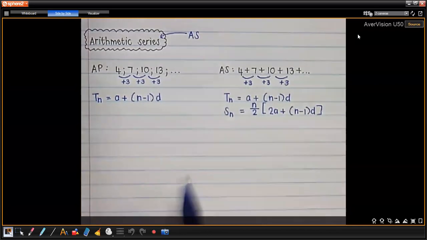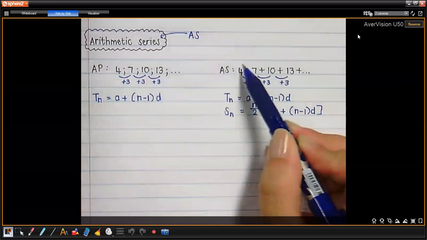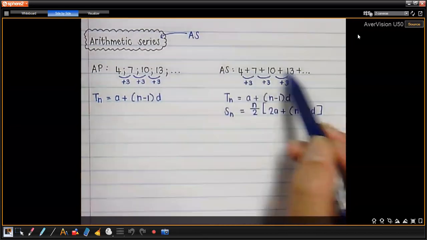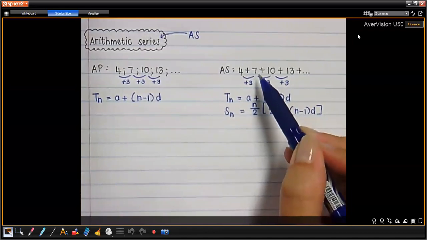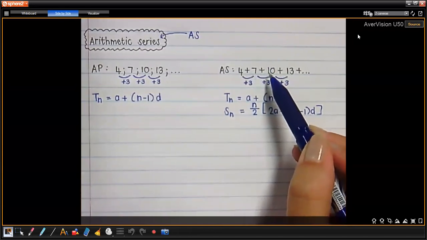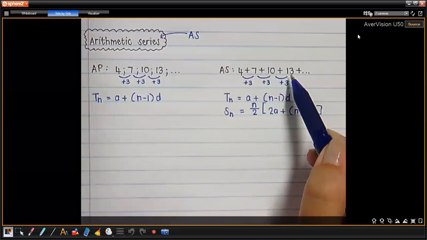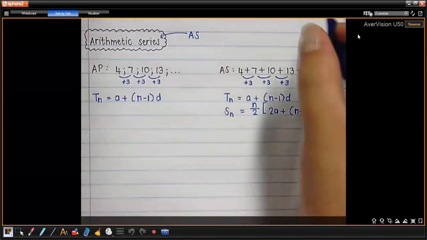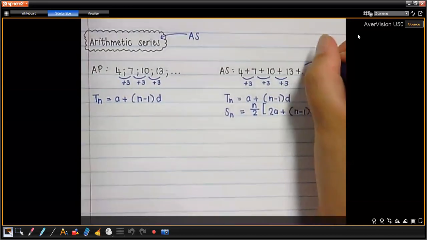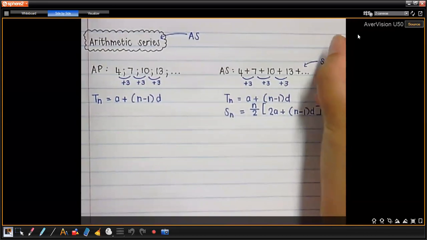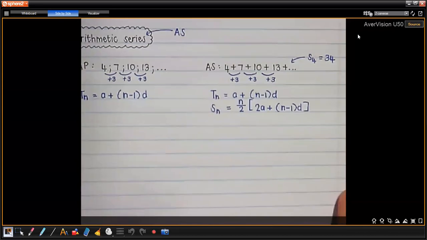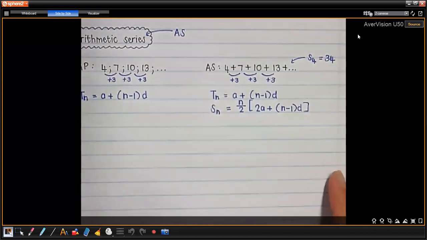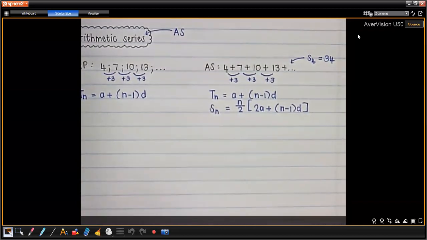Let's quickly calculate this. We can work this out by adding them together. What is the sum? If we just do it manually, 4 plus 7 is 11, plus 10 is 21, plus 13 is 34. So the sum of these 4 terms is 34.